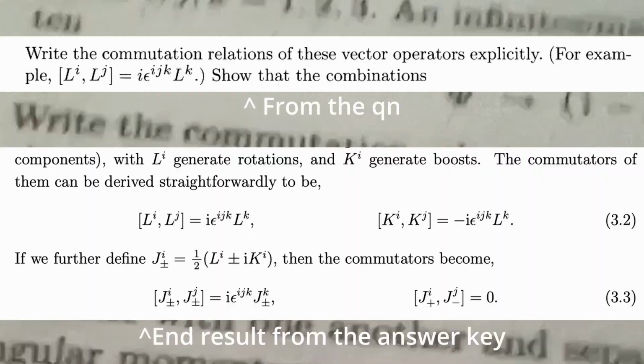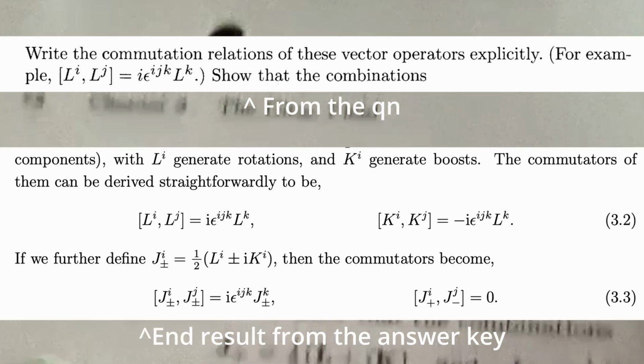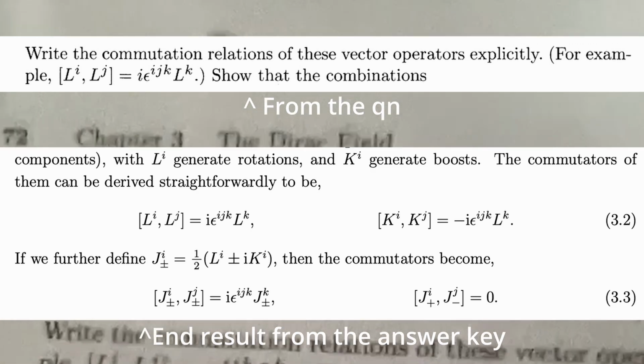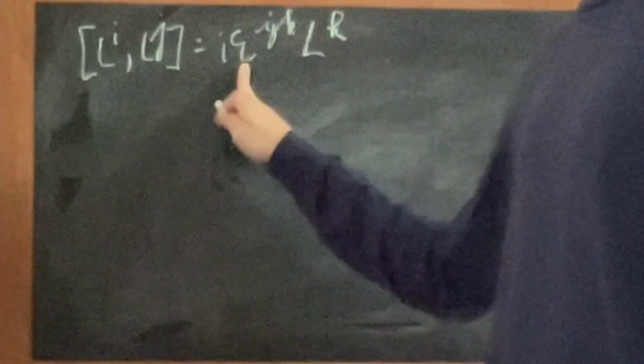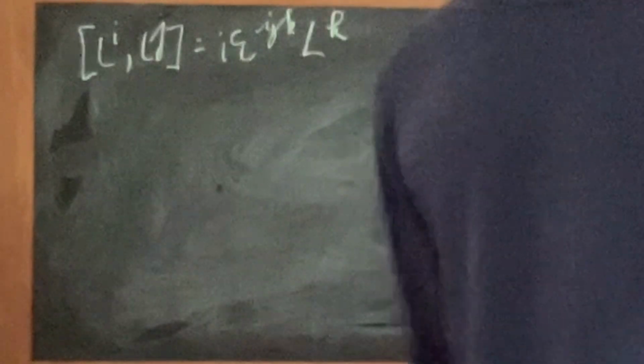As in the question right here, we have to prove relations of this form before we can go on to prove the more complicated J plus and J minus ones. So we'll start off with the relation between the rotations, which takes this form, and we'll have to do it by manipulating these epsilon functions.